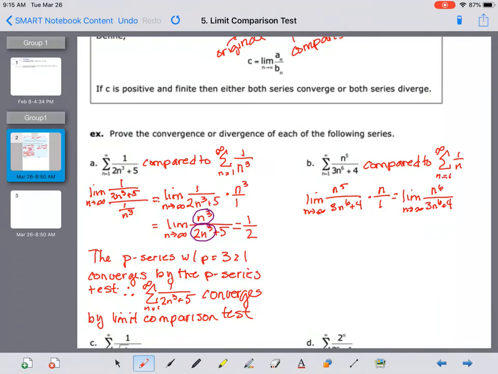And we look at our highest term on top, highest term on bottom, same power. So they're growing at the same speed, which means we're looking at the leading coefficients, which is 1/3. So there we go. Because that's finite and positive, whatever our comparison series does, so does our original series. So first I want to establish what my comparison series does. Because I compared it to the harmonic, I could say the harmonic series diverges.